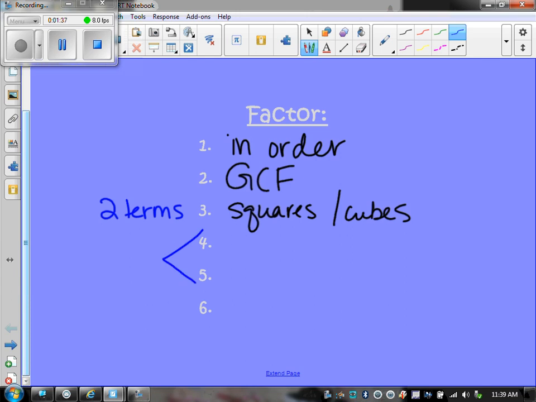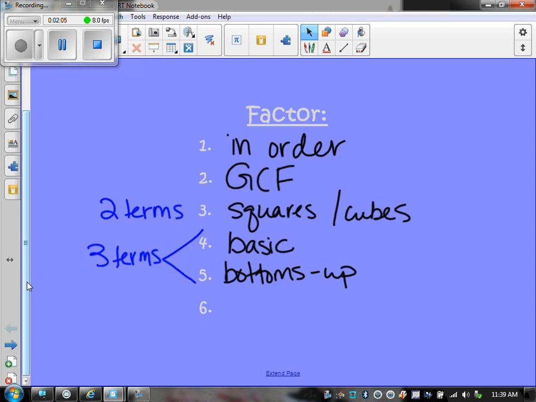The next two steps happen when you have three terms. If there are three terms in your problem, you are either going to do basic factoring, figure out what numbers multiply to the last number and add to the middle number, or you're going to do bottoms up. And I do bottoms up when there's a number in front that you can't GCF out. The last step is when you have more than three terms. So let's say you have four terms.